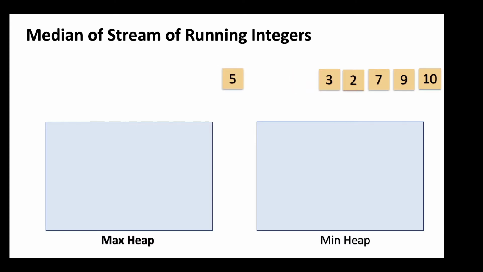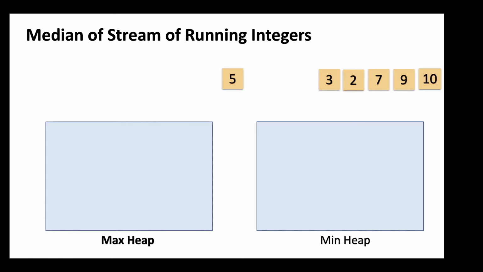And as soon as 5 comes to us as our input, the first thing that we have to determine is the position of the 5 within this two heap. That means whether the 5 will go into the max heap or the min heap. By distributing the numbers properly between the two heaps, we can easily find out the median in a very optimized way.